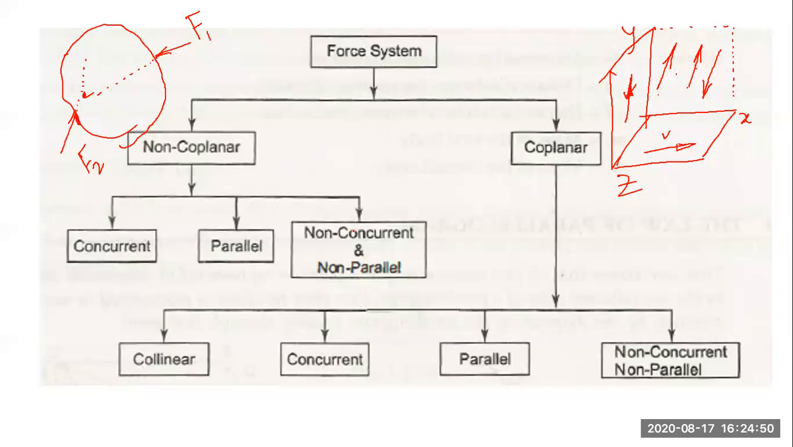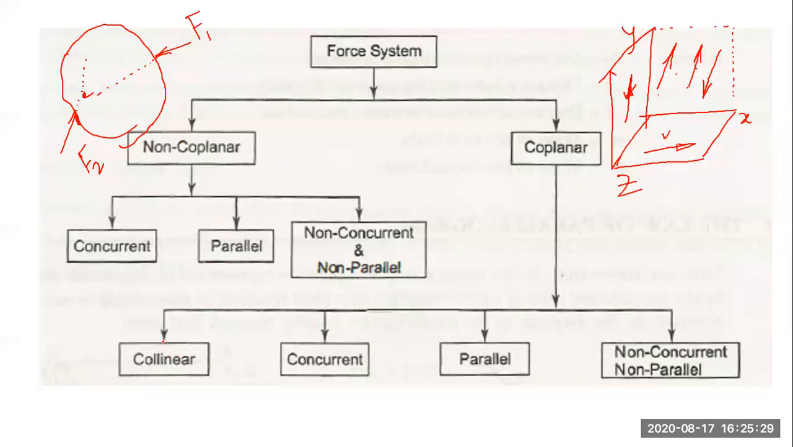Now, non-concurrent and non-parallel forces will not intersect, and also they are not parallel. And also they are not in the same plane. Very simple, this force and this force. If we are doing this for a rigid body, then we cannot say this, because for a rigid body, we can extend the line of action, then they will become concurrent. But for a non-rigid or deformable body, we cannot easily say this.